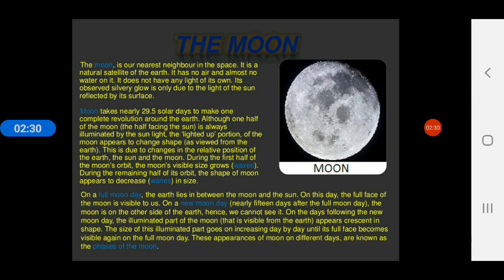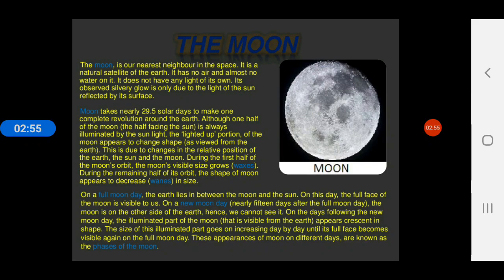On a full moon day, the earth lies between moon and the sun. Earth is between the sun and the moon, and the moon is fully illuminated, but they are not in a straight line, because of which we are able to see the full illuminated face of the moon, and that day is known as full moon day.